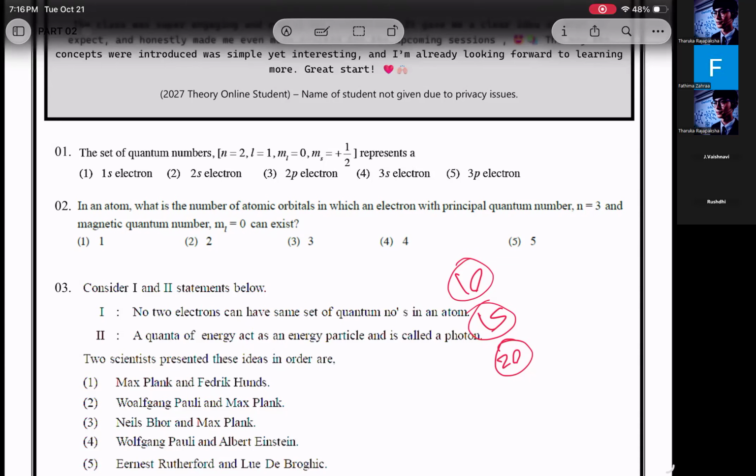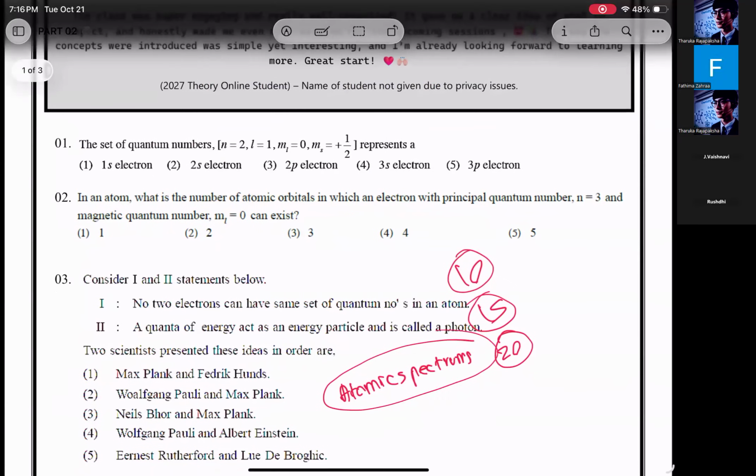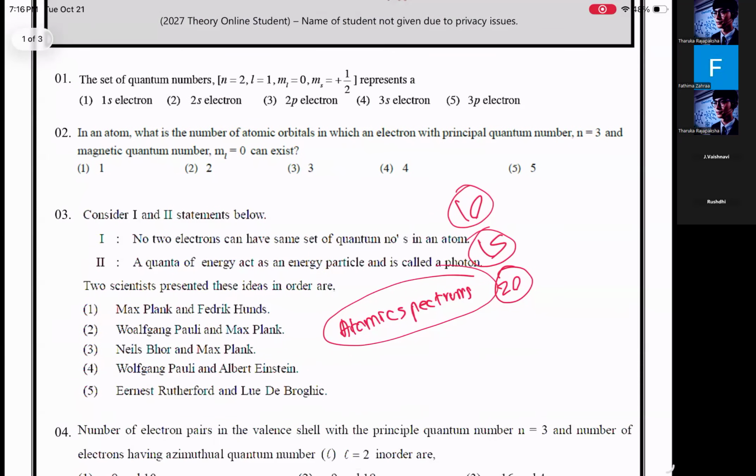So for physical students, we have completed atomic spectrums. This last week we completed atomic spectrums. And for online students, we are doing this part tomorrow. And also, effective nuclear attraction, we did a little bit. So we have to continue from there for online students.